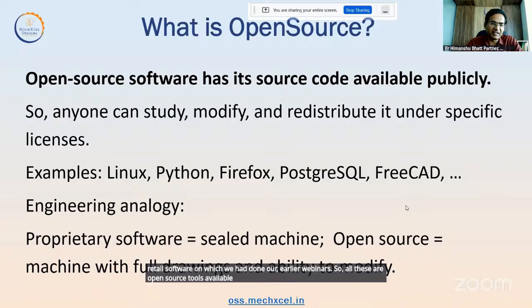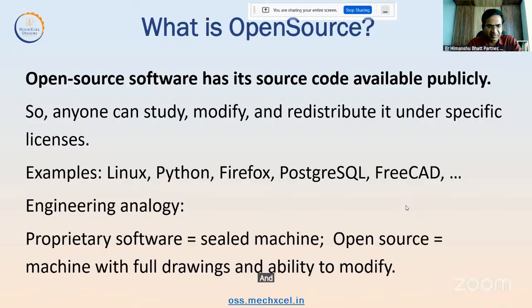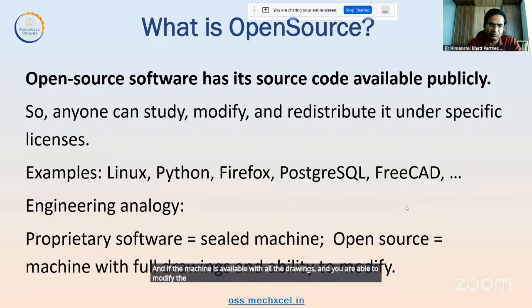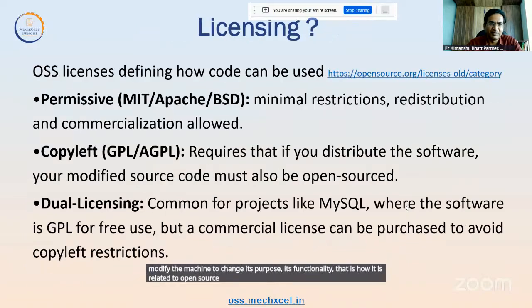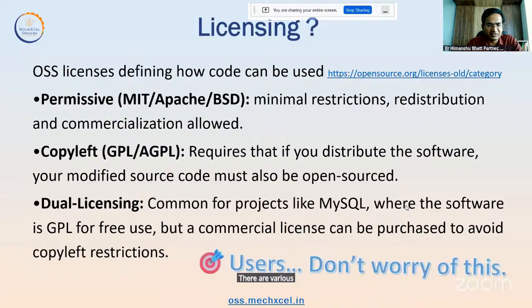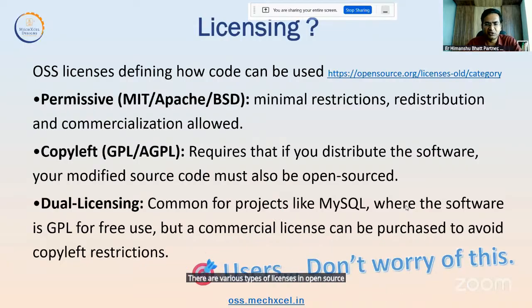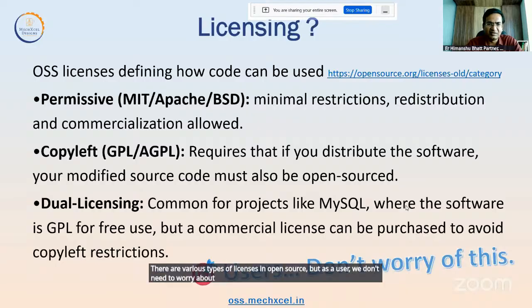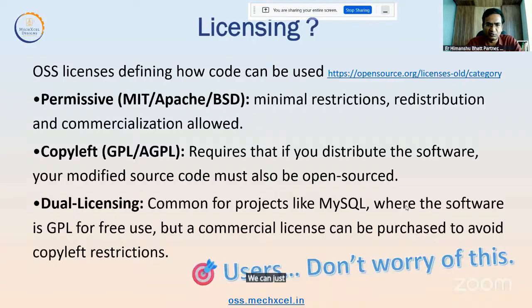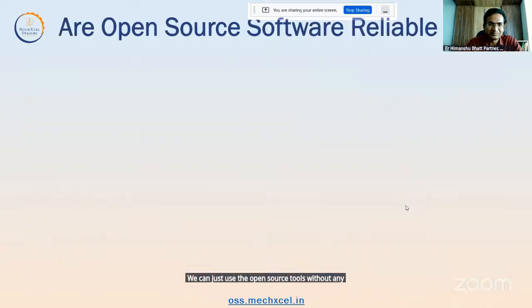If we talk about an engineering analogy, a sealed machine is proprietary software. If the machine is available with all the drawings and you are able to modify it to change its purpose and functionality, that is how it relates to open source technology. There are various types of licenses in open source, but as a user, we don't need to worry about this. We can just use the open source tools without any license problems.